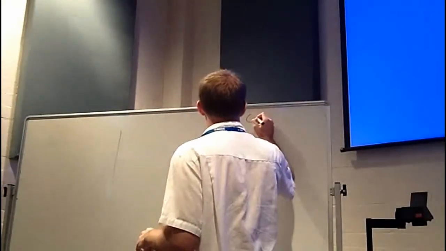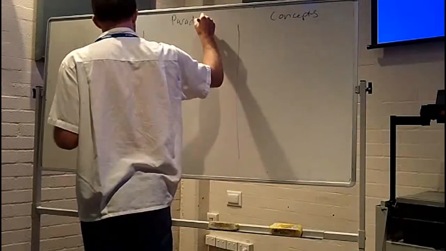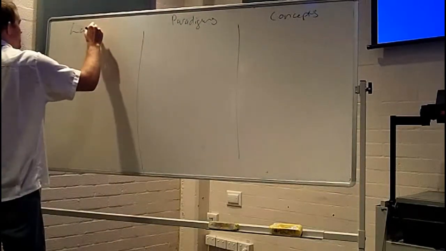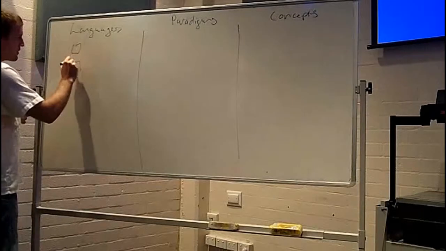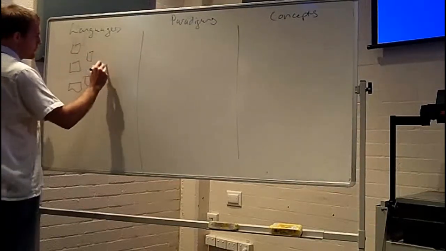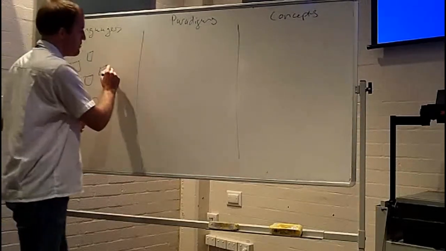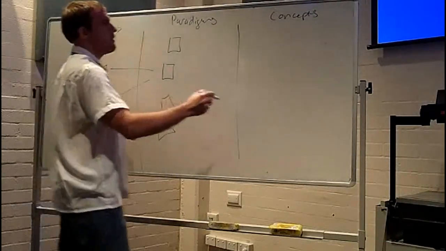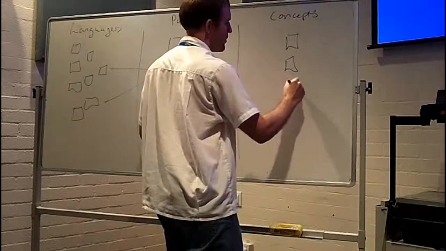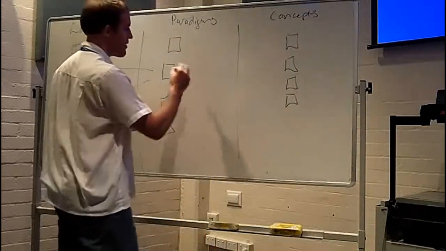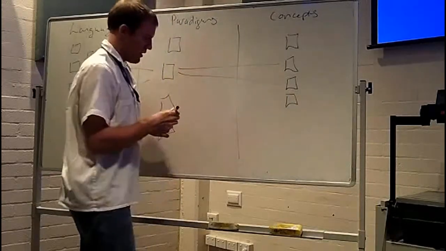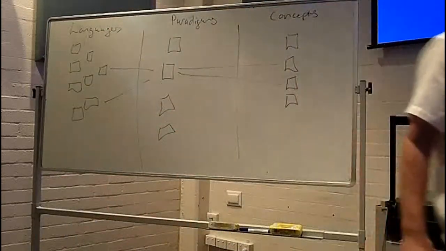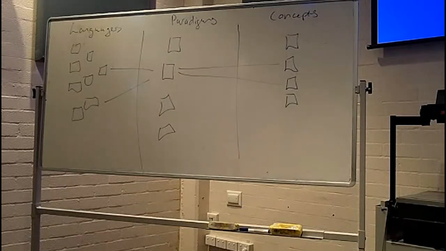Start off by drawing a line. Paradigm. These are languages. So there are multiple languages, a hodgepodge, and maybe one or two would implement a few paradigms. And then there are concepts. Concepts are well organized, well thought out, and maybe a paradigm would implement one or two concepts. I'm going to steal somebody else's water.